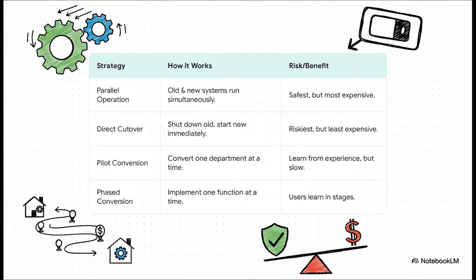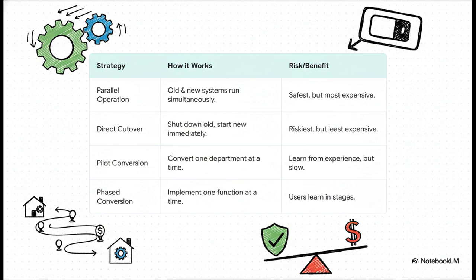Okay, so you've built and tested your new system. Now, how do you actually start using it? This is a huge decision. Do you just flip a switch overnight? That's called a direct cutover. It's kind of like selling your horse and buying a car on the same day. If that car doesn't start, well, you're stranded. It's the cheapest way, but man, is it risky.